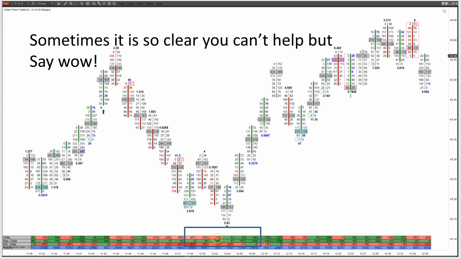Next bar, minus 62 delta. Okay, so it's telling me still negative. Market's still under pressure. Sellers are still in control. So minus 62 tells me there were 62 more sellers than buyers in that bar. And then boom, you hit the low.